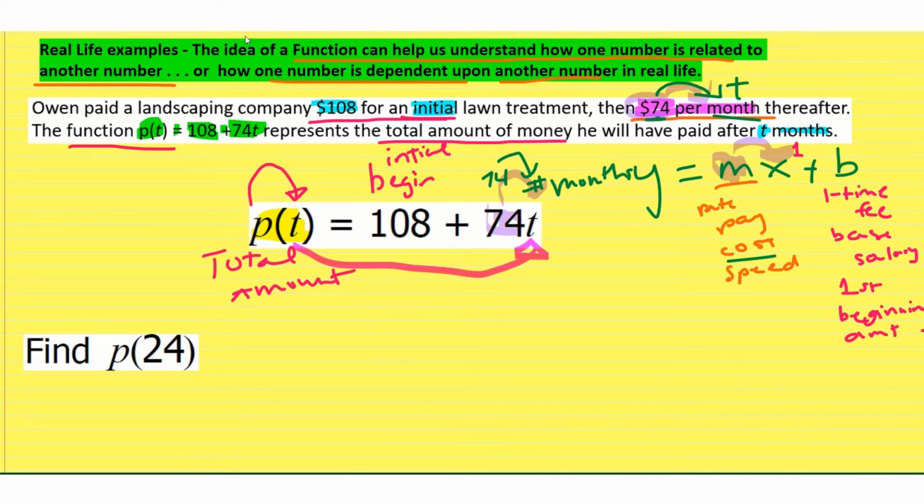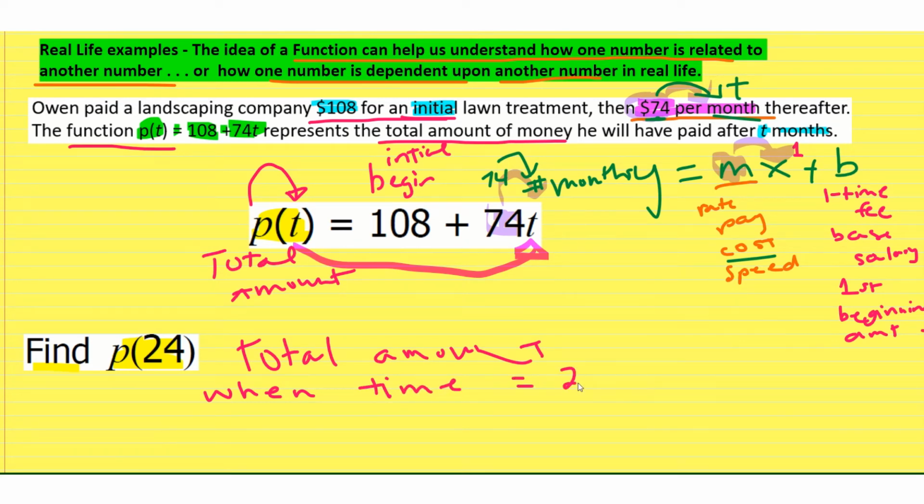Okay, so when we go down here, our question says that we're going to find the P of 24. So what that means is that we are going to find the total amount when the time is equal to 24 months. So how much is he going to pay when there are 24 months that he's paying for?